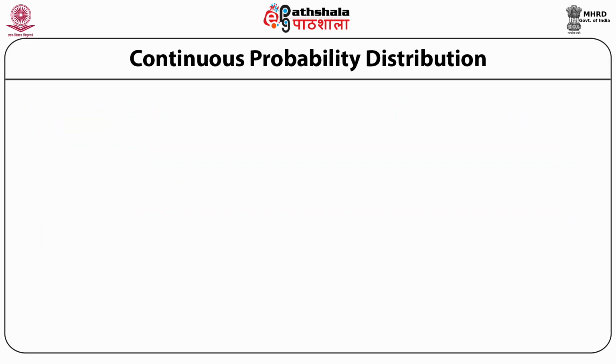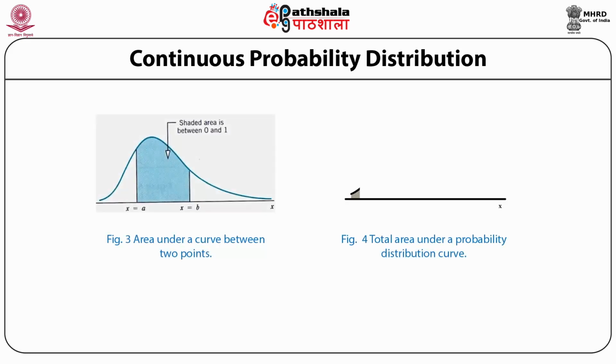The first characteristic states that the area under the probability distribution curve of a continuous random variable between any 2 points is between 0 and 1, as shown in the figure. The second characteristic indicates the total area under the probability distribution curve of a continuous random variable is always 1 or 100%, as shown in the figure. Shaded, you can see in the figure. In figure 4, the total area under a probability distribution curve, which is shown, is 100%.